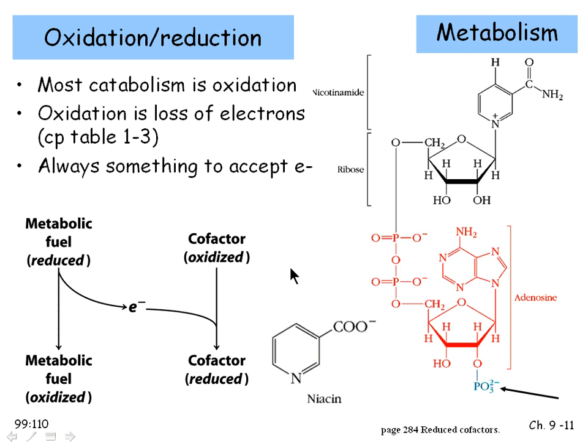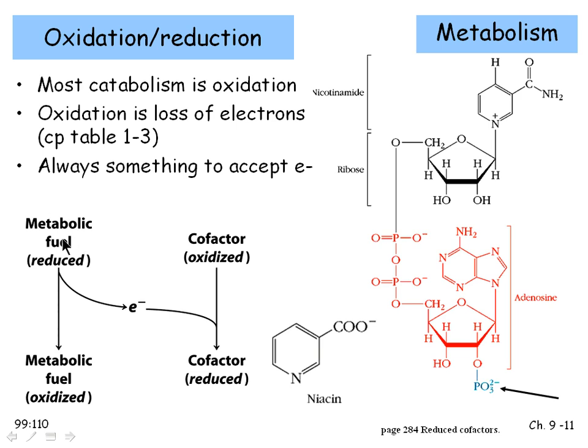One of the things that happens a lot in metabolism is oxidation reduction, loss and gain of electrons. And catabolic reactions tend to be oxidative reactions. You might want to refresh yourself on table 1.3, which shows you the different oxidation states. One thing to remember is that during oxidation reduction, there's always something that holds on to that electron. There are no free electrons in biological systems.